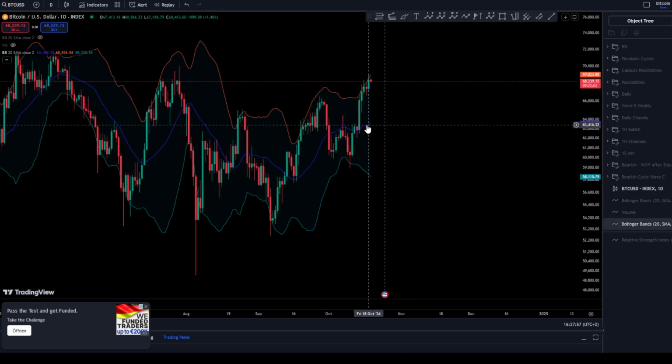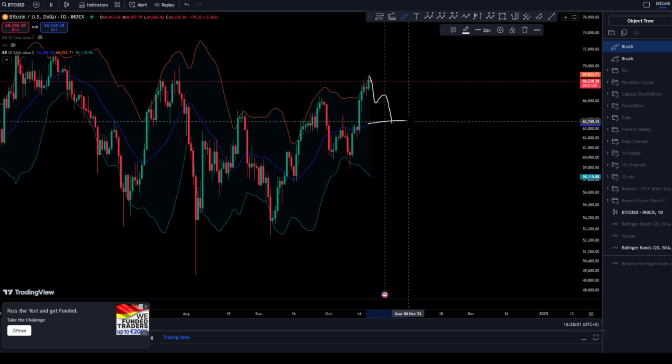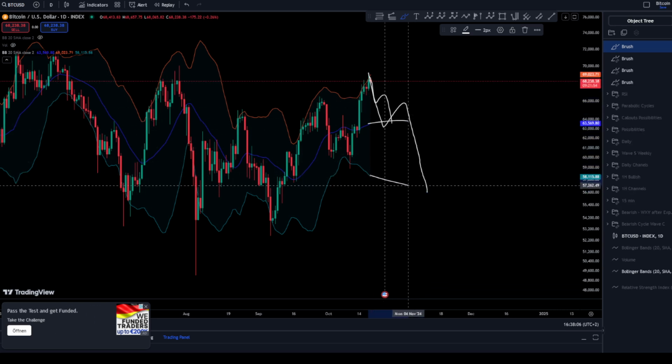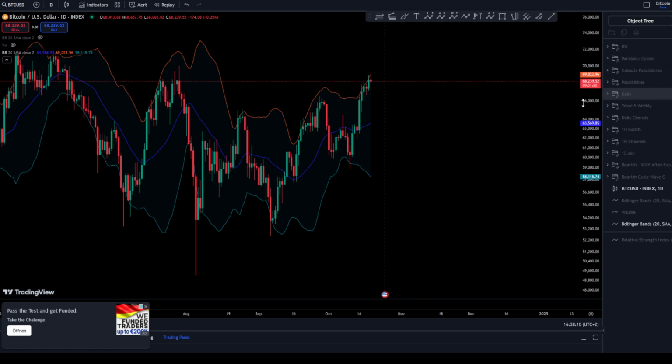Really, it's dividing your bearish waves, between the midline and the lower line here, as a wave 2. So it's nice to see this. Yeah, this is the analysis for the Bollinger Band indicator.